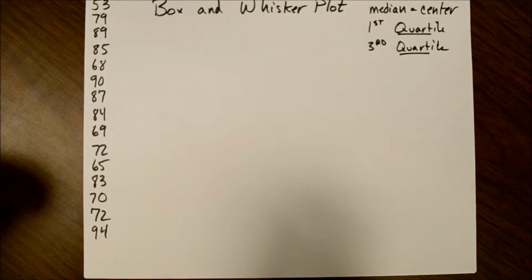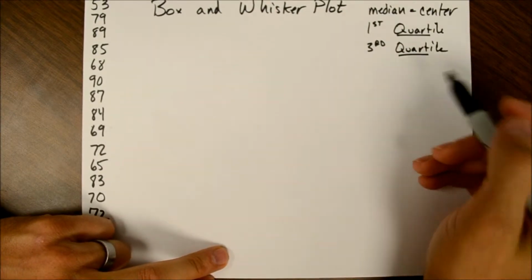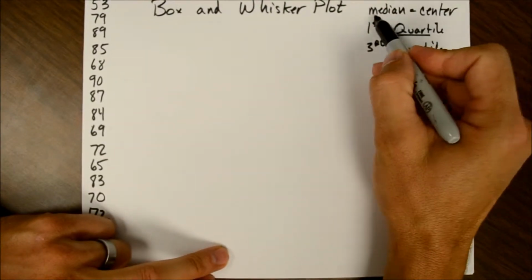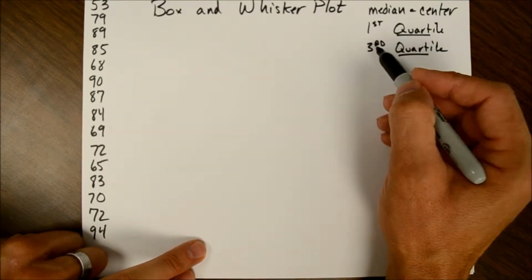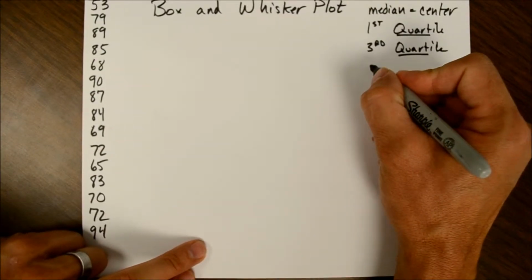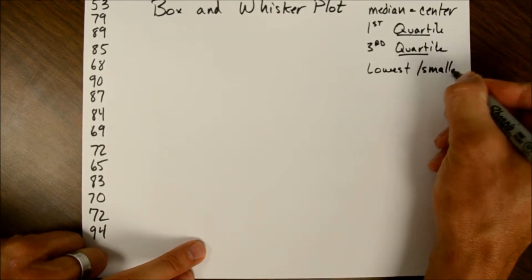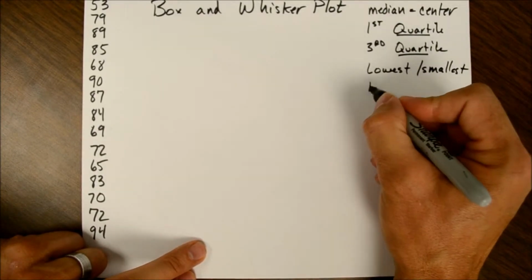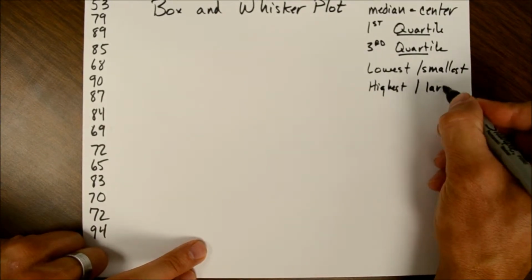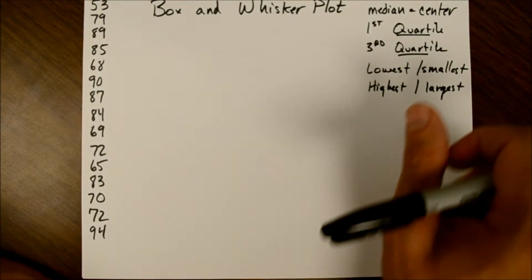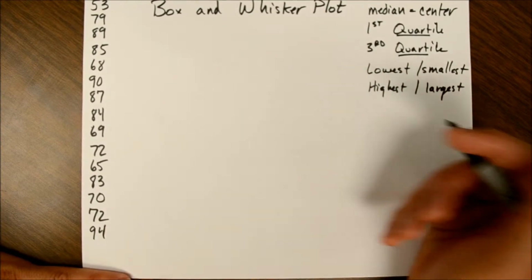So you will notice that I've written here 3 pieces of data. There's actually 5 pieces of data we need to create a box and whisker plot. We need a median, which is actually the center number. We need the first quartile, third quartile. We need the lowest or smallest number. And we need the highest or largest number. Those 5 things will give us the data set we need to create a box and whisker plot.